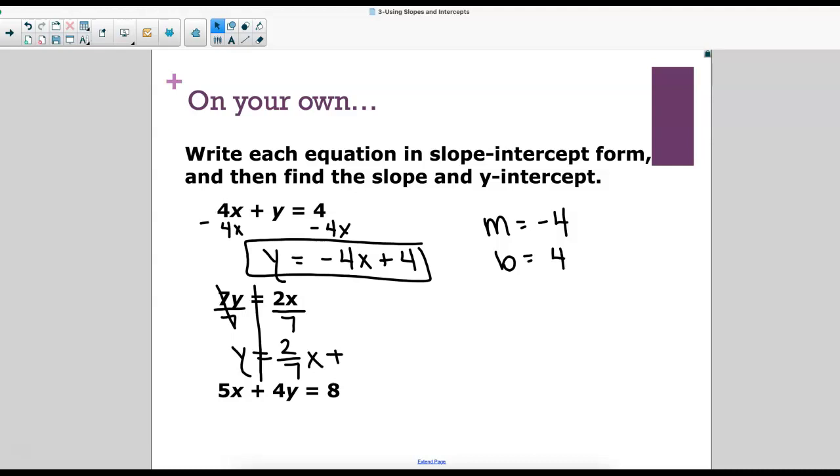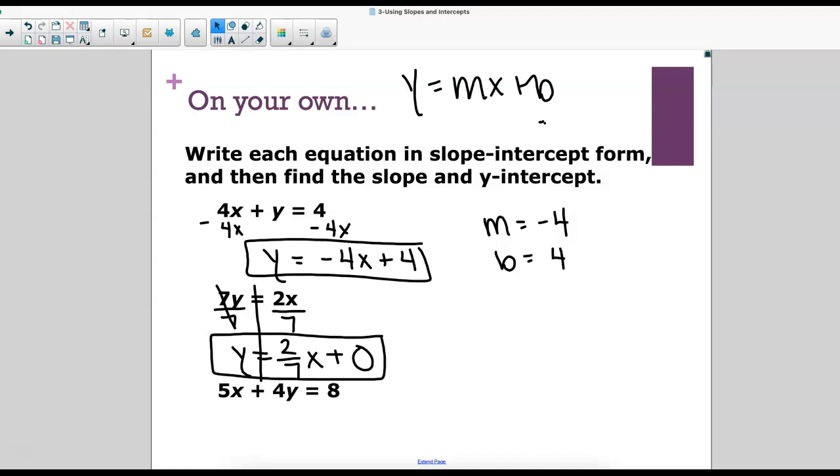Plus 0. Right? If I want it in this form, y equals mx plus b, I need to have a number there. In this case, it'd be plus 0. So this graph goes through the origin. It would cross at 0. The slope is 2/7. The y-intercept is 0.